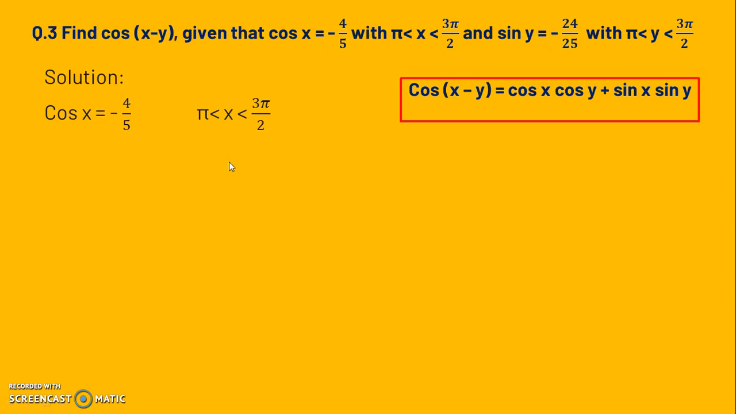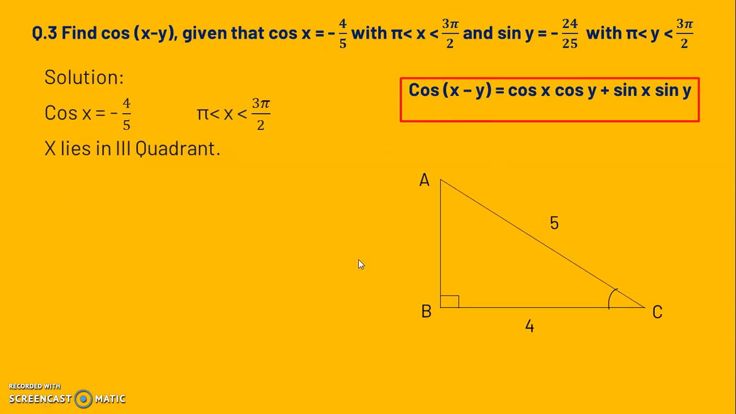So in the third quadrant, which trigonometric functions get a positive sign? Only tan and cot. So tan and cot are going to get a positive sign in the third quadrant, and cos x and sin x are going to get a negative sign here. Only tan x and cot x are positive in the third quadrant, and sin x and cos x are negative. Okay.